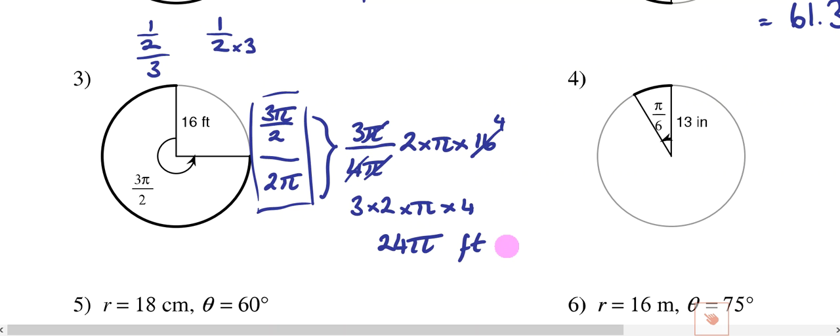How do you feel about that one? Working in radians, not particularly any more difficult, right? Same thing. Just knowing that there are 2 pi radians in a circle rather than 360 degrees.